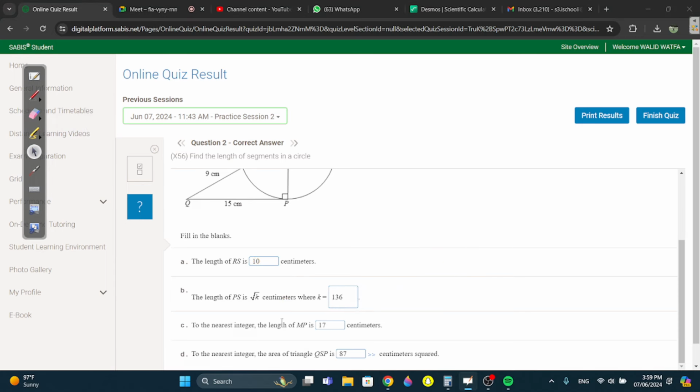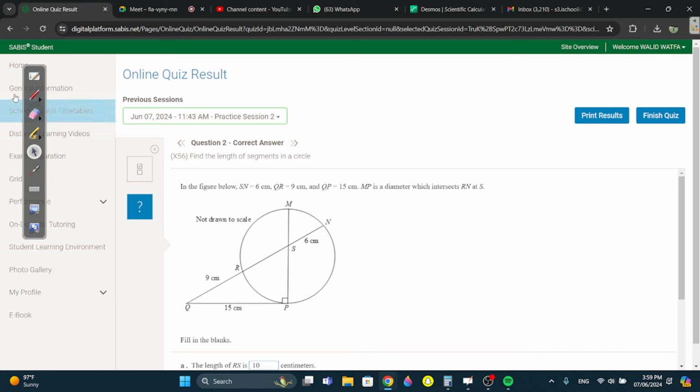To the nearest integer, the length of MP. They want the length of this diameter. Now we have this is 10, and this is radical 136. Don't you see, we found this side and then we found this side, so they're hinting us towards something. In a circle, whenever you have this X and you're working with segments, this segment times this segment is equal to this segment times this segment. So let me rewrite this here. If they want MP, the whole yellow line, I have this small part PS, so I'm missing this MS part. Can I find it? Yes, I can.